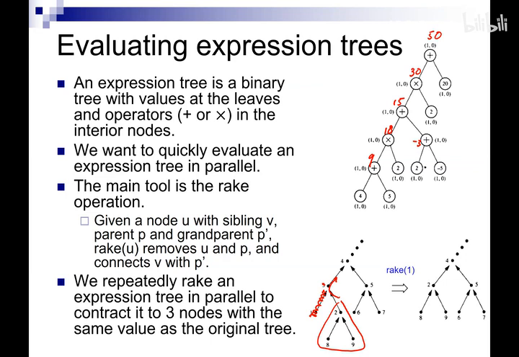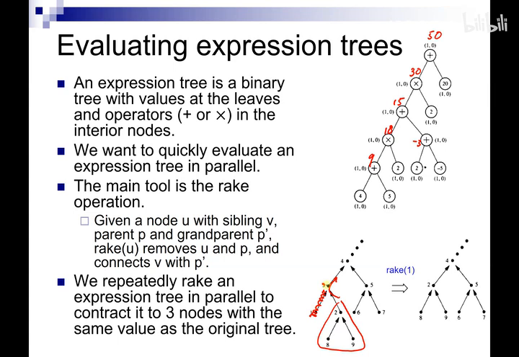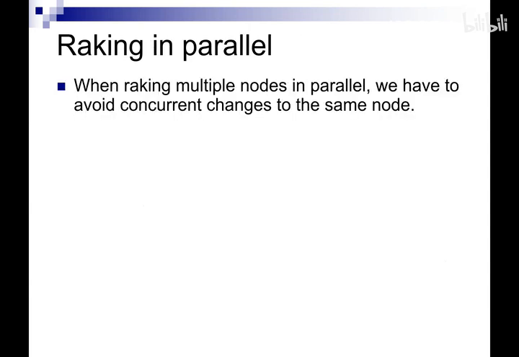Okay, so first of all, let's talk about how we're going to rake this tree in parallel. If we have many nodes and want to rake them in parallel, we need to make sure that we don't make concurrent changes to the same node. For example, when we were raking 1, we had to make some changes to what 4 was pointing to, who pointed to 4. We don't want multiple nodes to point to 4 at the same time in the same parallel step.